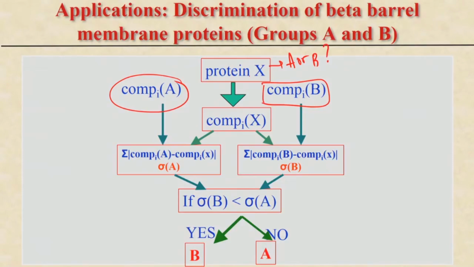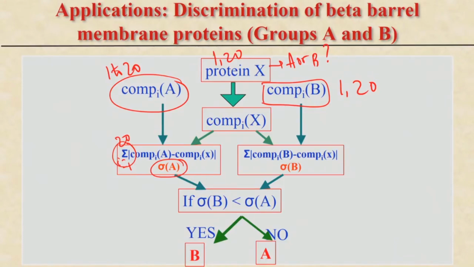Then what to do? First get the composition of this particular protein. So, we get 20 numbers here: 1 to 20 for 20 residues in composition A, 1 to 20 in composition B, and protein X also has 1 to 20. Now we compare each composition, for example for each of the 20 residues, get the difference: composition of A minus composition of X, take the absolute value, and repeat for all 20 residues. Then get the summation, i equal to 1 to 20, and finally we get a number, which we can call sigma A, the deviation from the group of proteins A.